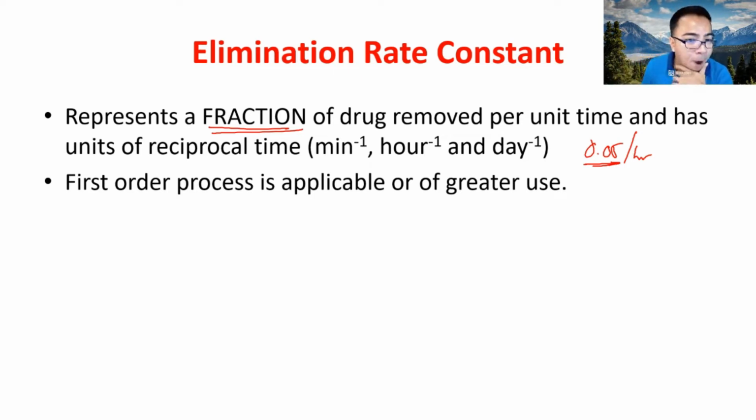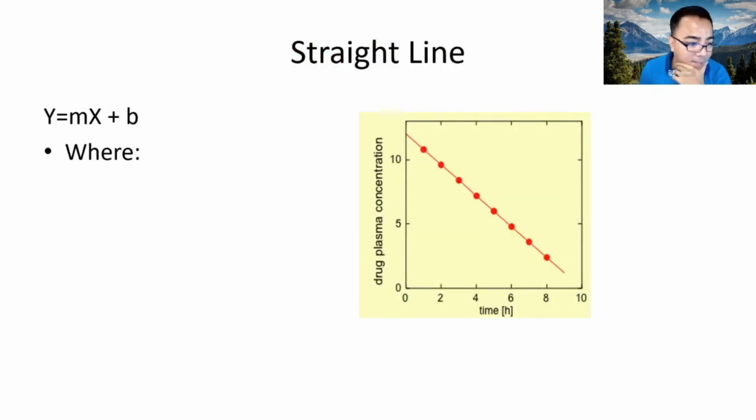Right? So the first order process is of greater use for us here, as compared, class, to the zero order process, because first and foremost, most of our drugs, again, about 95%, their therapeutic concentration is not near their saturation point. So most of our drugs do not experience saturation at therapeutic concentrations. Hence, class, they follow the first order process. Ilang gamot lang naman, class, ang therapeutic concentration niya ay malapit na malapit sa kanyang saturation point. Now, how do we compute, class, for our elimination rate constant and so on and so forth?